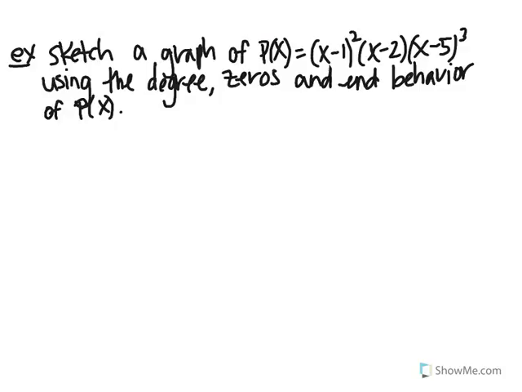In this example, you're asked to sketch a graph of p of x equals x minus 1 squared. Notice that it's squared, so we're going to have a little bounce on the x-axis, x minus 2, and x minus 5 cubed, and this one's odd. First thing you have to do is determine the degree. Remember, if you were to multiply all this out, you'd have an x cubed. You get the x cubed from that times this other x, so now we have x to the 4th times another x squared because that's squared. Basically just add up all the exponents. You get 2, 3, 4, 5, 6. So it looks like the degree is 6.